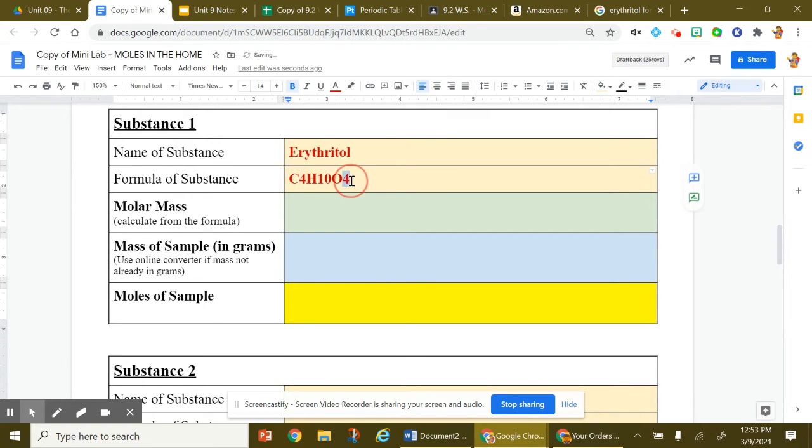C4H10O4. That is the formula of erythritol. Now, I've got to figure out what the molar mass of this substance is. What is the molar mass of erythritol? Well, it's got 4 carbons, so I'm going to do 4 times the molar mass of carbon, plus it's got 10 hydrogens, plus it's got 4 oxygens.